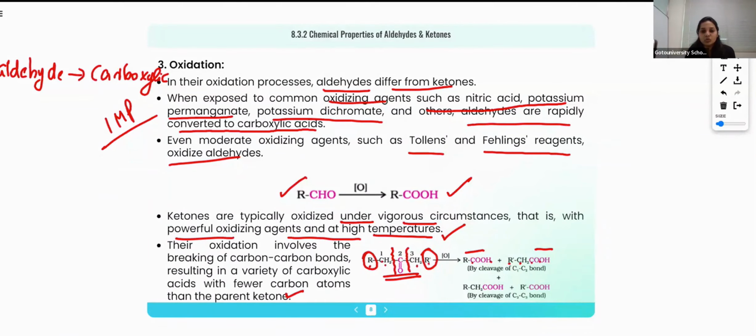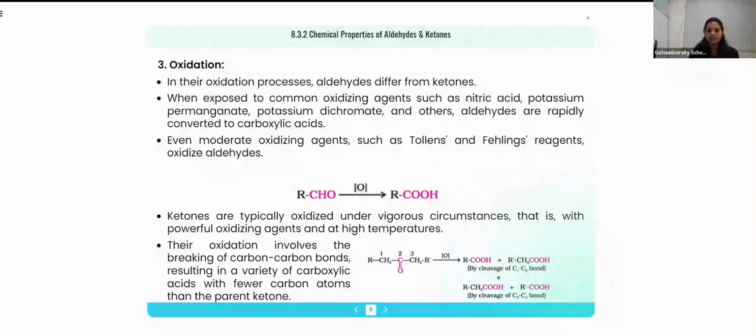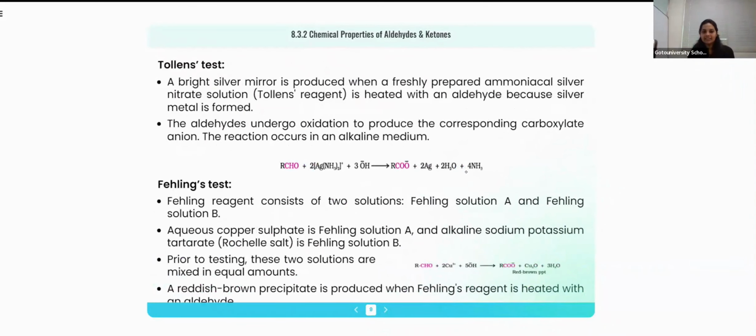Got it? So these two bonds may break, or bond breaking may be here also. Got it? That is the oxidation. Now, Tollens' and Fehling's test.